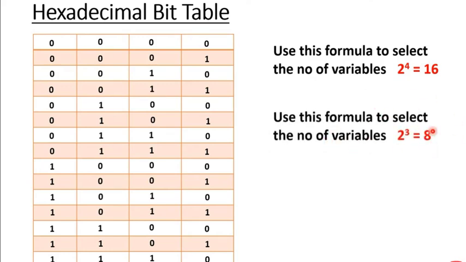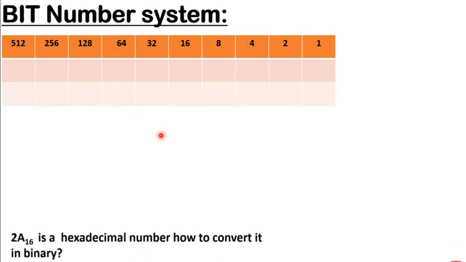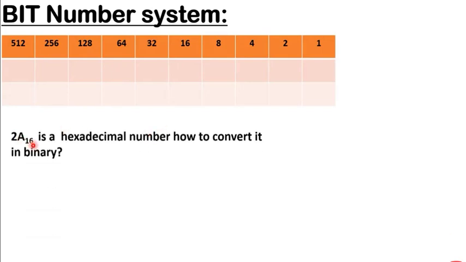If you want to convert octal, then you have to take 2 raised to the power of 3, because octal uses 3 bits. You are going to use a 3-column table instead of 4. So this is the number 2A base 16. How to convert this to binary? So you have your 2A.